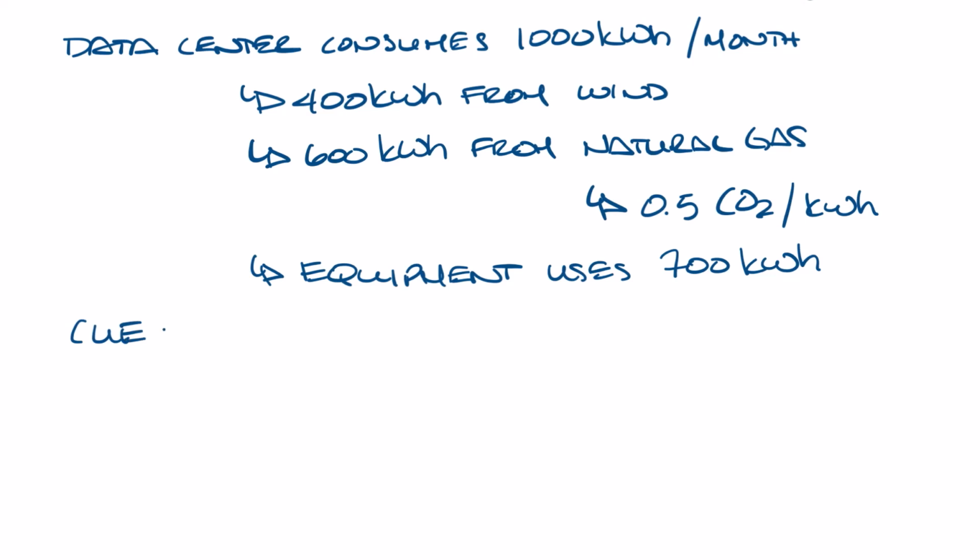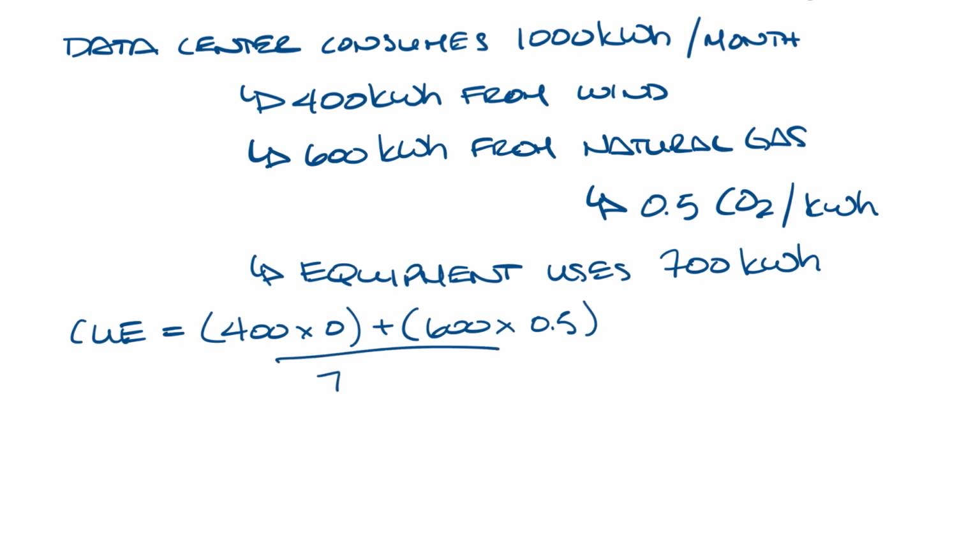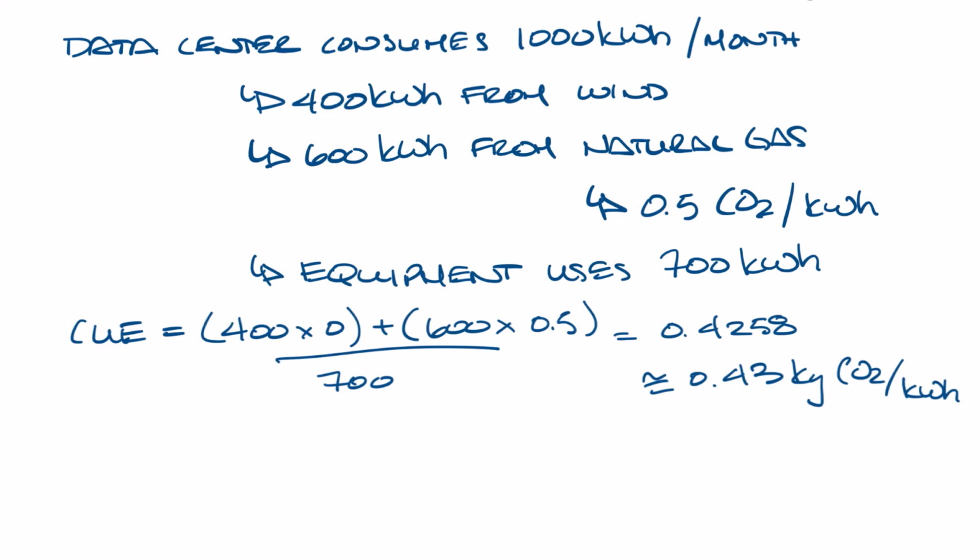The CUE would equal then 400 times 0 plus 600 times 0.5 divided by 700, and that comes out to 0.4258, or let's say approximately 0.43 kilograms of CO2 emissions per kilowatt hour.